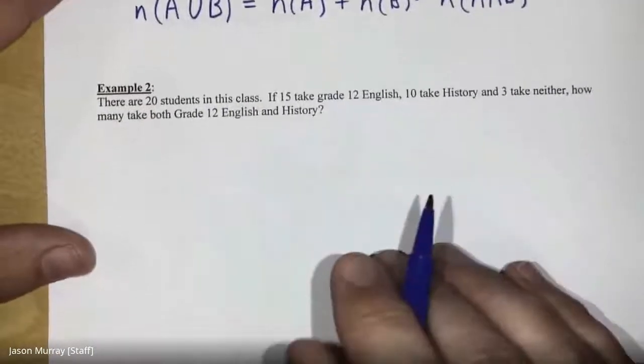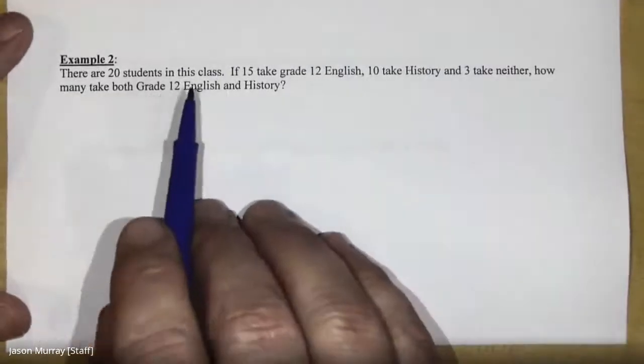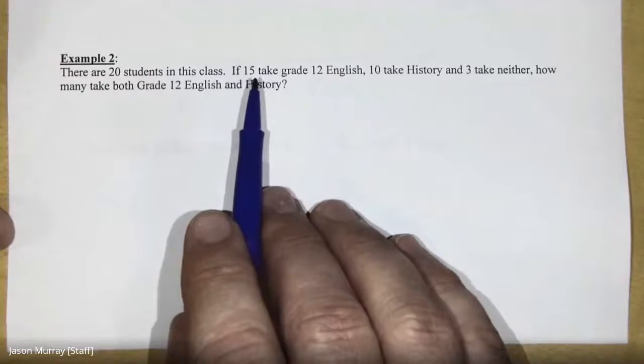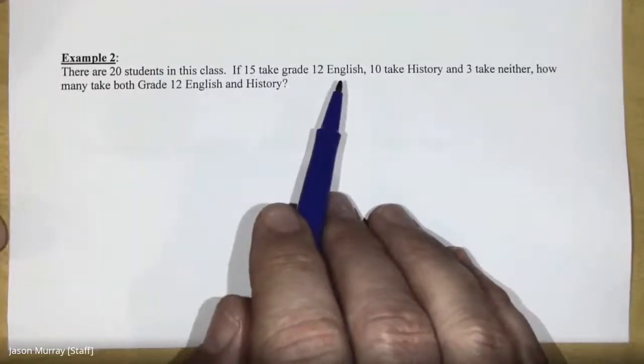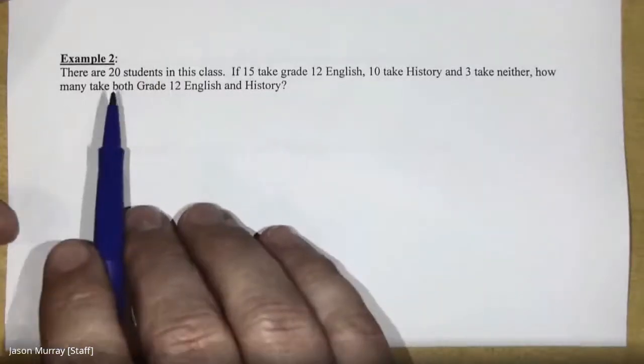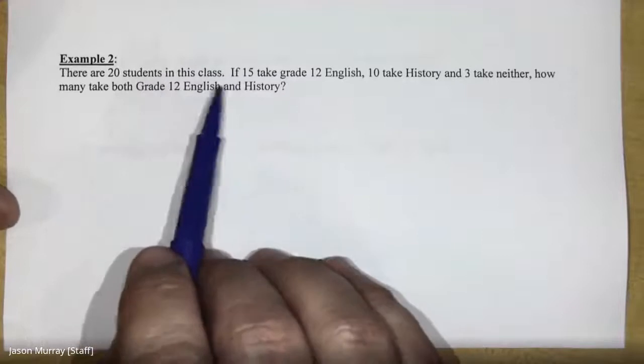Let's go to this one, example 2. Let's see if we can figure out example 2 now. There are 20 students in this class, let's say. If 15 of you take grade 12 English, 10 take history, and 3 take neither, how many take both grade 12 English and history? I'd like you to see if you can figure that one out.